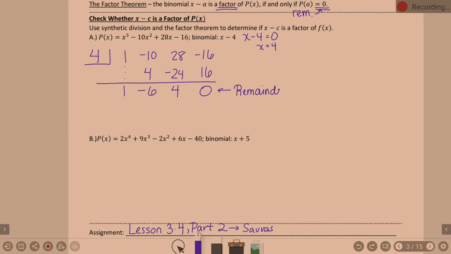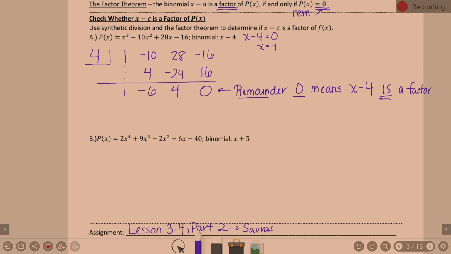What does that tell me because there's a remainder of 0? Yes, it's a factor. Remainder of 0 means X minus 4 is a factor. Okay? So remainder of 0 means X minus 4 is a factor.